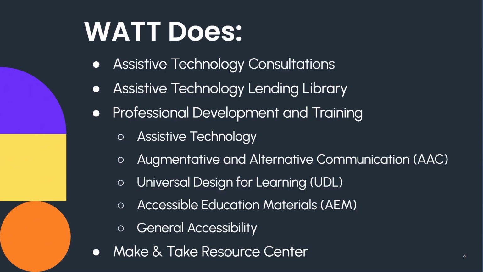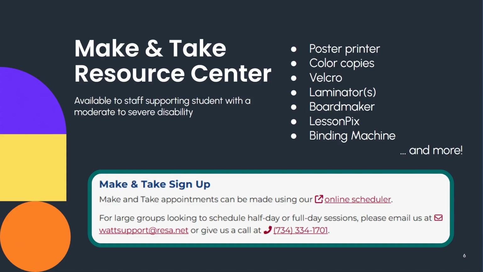Additionally, we have a Make and Take Resource Center. Our Make and Take Resource Center is available to staff who are supporting students with a moderate to severe disability. There you'll have access to a poster printer, color copiers, Velcro, laminators, Boardmaker, lesson pix, a binding machine, all of those little metal rings and hole punches, and more. We hope to increase what is available in our Make and Take Resource Center as we're moving to a new space, and we'll have a little bit larger space that people could come and work in, but stay tuned for what else might be available.